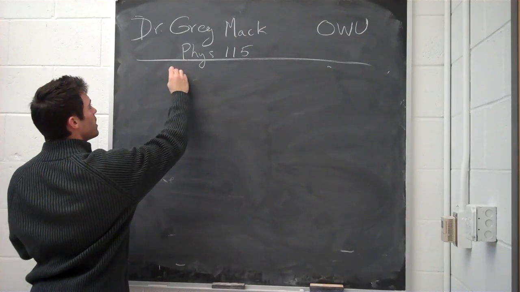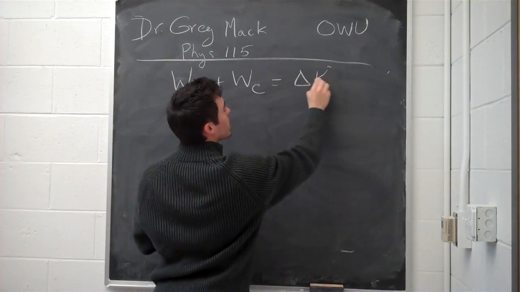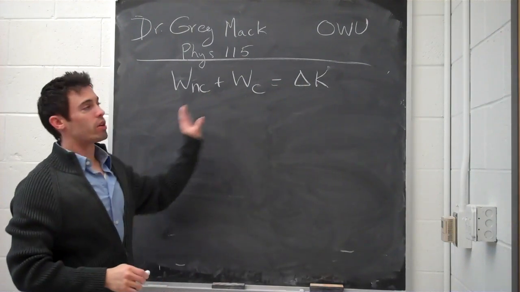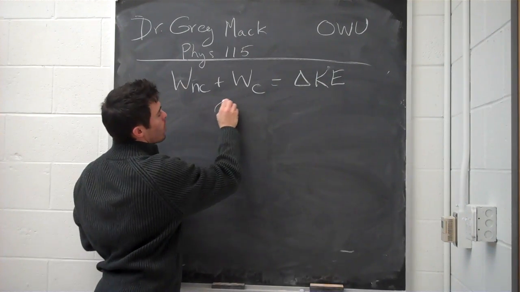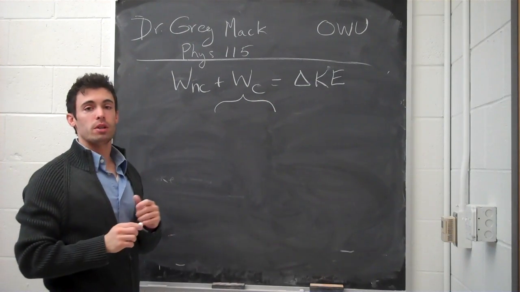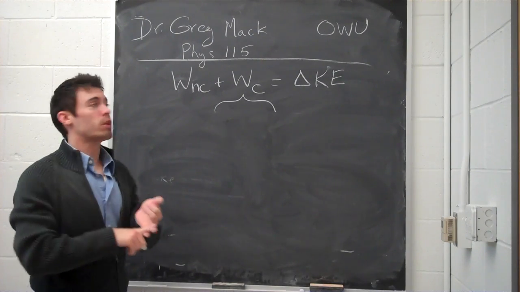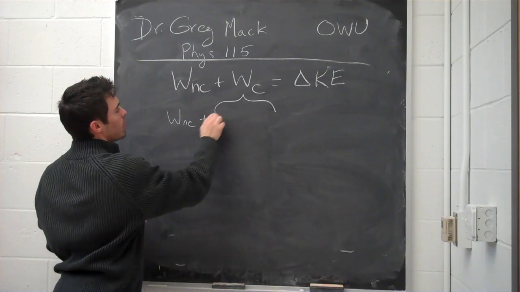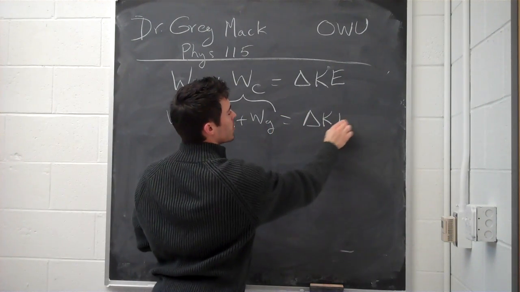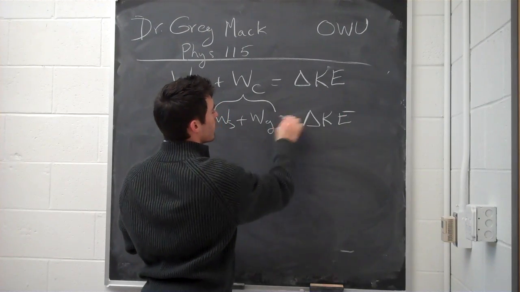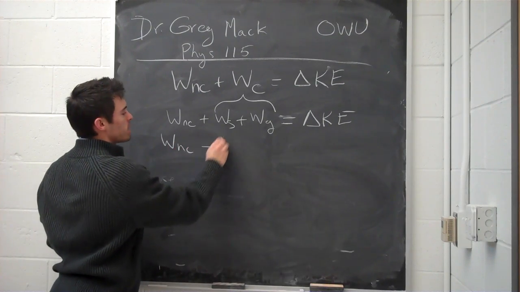So if we start off very initially, like we did before, all the different types of work added together will equal the change in kinetic energy. So now you have to look at all the different conservative works that could be done, and one we have due to gravity, and one we have due to the spring force. So W_NC plus W spring plus W gravity is equal to delta KE.